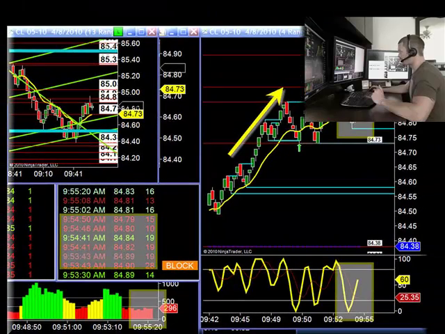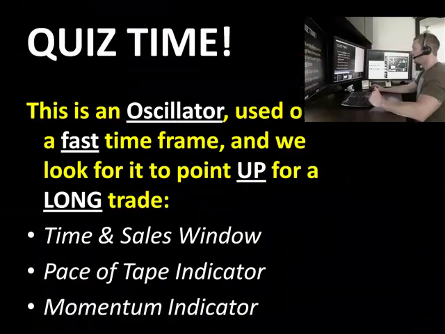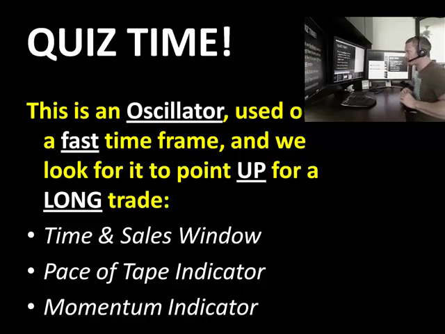All right, guys, lots of information this time. Quiz time. I know. Eyes on your own screen. This should be an easy quiz for you. All right, guys, this is an oscillator. That's what it's called. It's used in a fast time frame, and we look for it to point up for a long trade. What do you think?